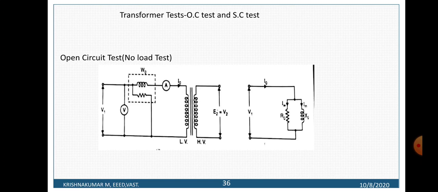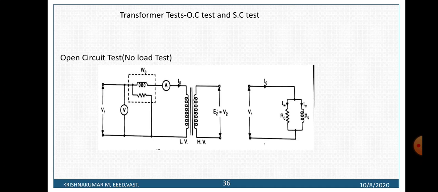There is no load connected across the secondary. So there is no copper loss in the secondary, because copper loss occurs only due to current flow. There is no load in the secondary, so there is no current flow in the secondary, and no copper loss in the secondary. But a current will flow through the primary, so primary copper loss is there. This primary copper loss is very small and we can neglect it.